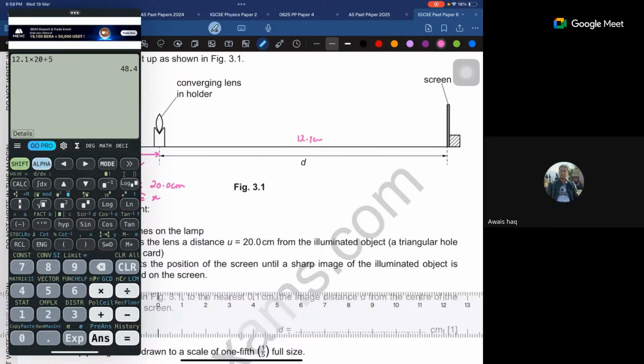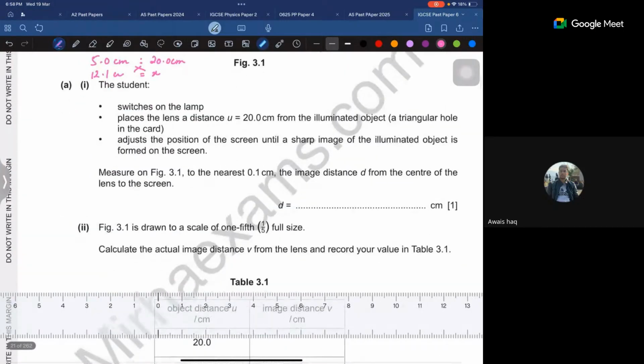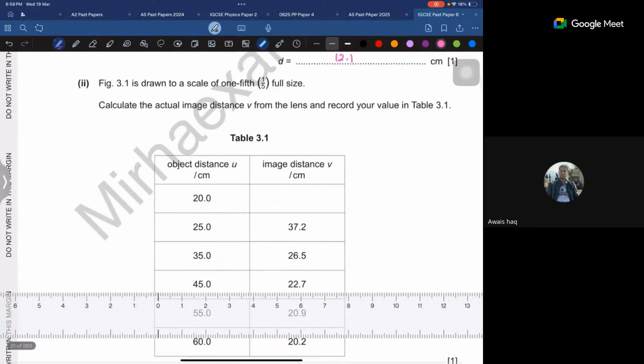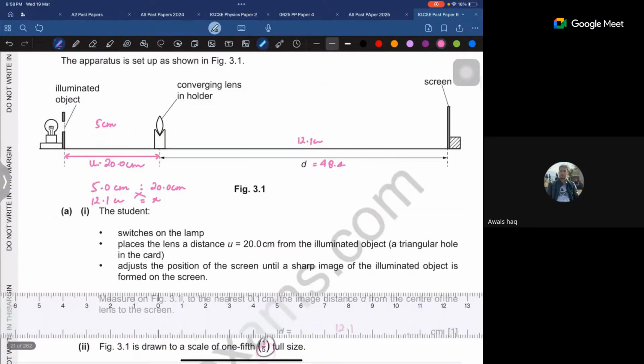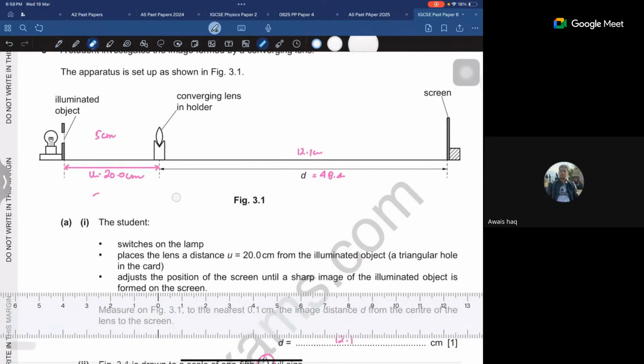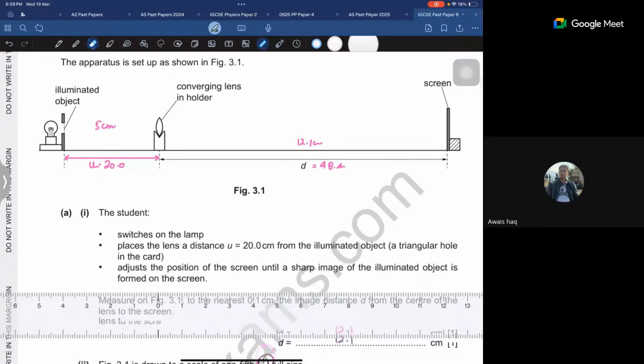So that gives me 48.4. So first they say just measure the distance. Okay, we just need to measure 20.1. And then they have shown the scale, which I think we have already done. So they have shown the scale of full size. That's bad. I think our scale is wrong then, because they gave us the scale. So, all right, no problem. We can do that.